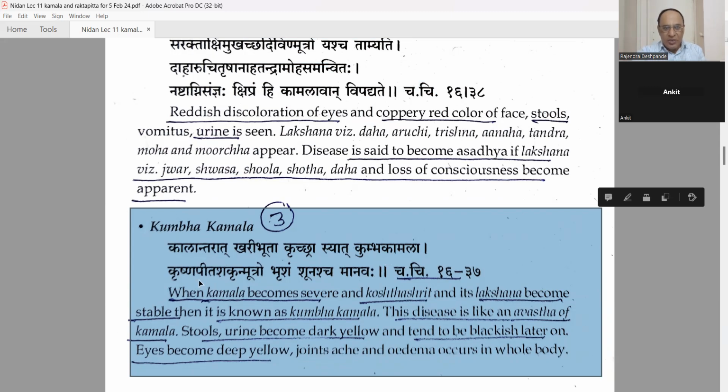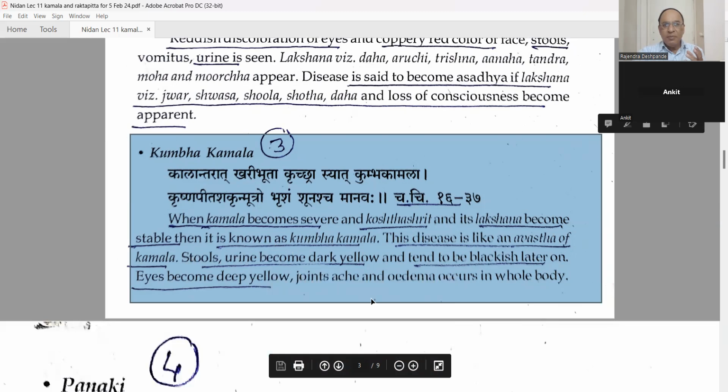What is happening? Krishna, pita, shakrit mutro, bhusham. Bhrusha means very much. Shunashcha manavaha. When the Kumbha Kamala becomes severe and koshtashrayi, the lakshana becomes stable, then it is known as Kumbha Kamala. It is one stage, an avastha of Kamala. Stools and urine become dark yellow and tend toward blackish later on. Eyes become deep yellow, joint ache starts, and edema occurs on the whole body.